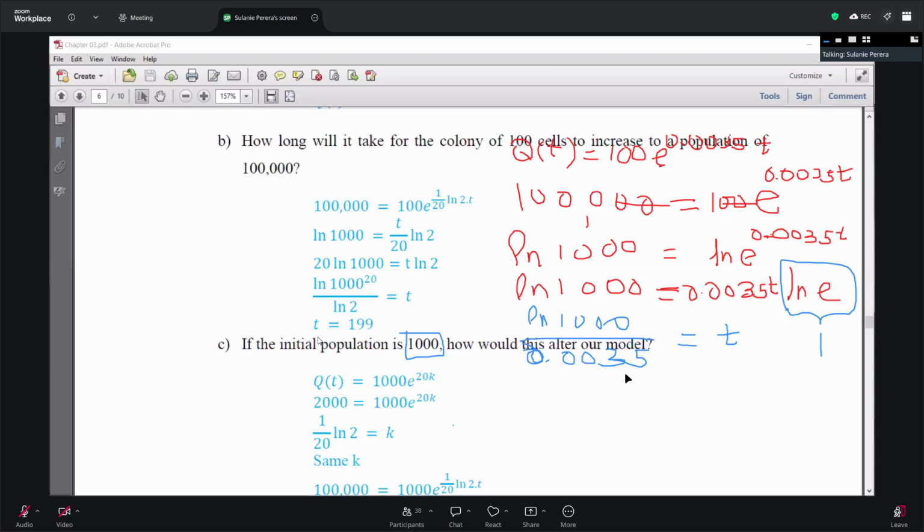So again, if the initial population changes, you have to find k. So using 1000, find k. You all know every 20 minutes this population doubles. So initially, if it starts off with 1000, in 20 minutes, it will be 2000. In another 20 minutes, it will be 4000. In another 20 minutes, it will be 8000. It doubles. So now try to find k and tell me the value.